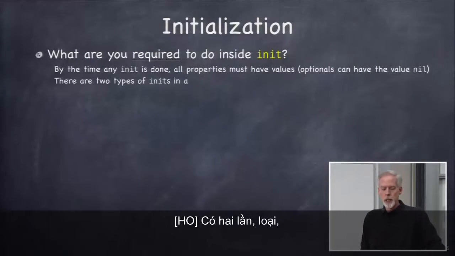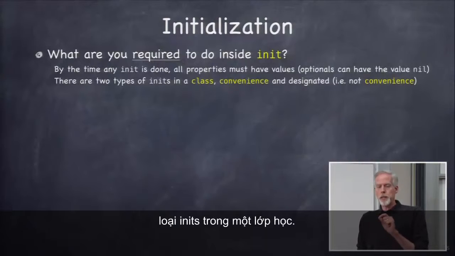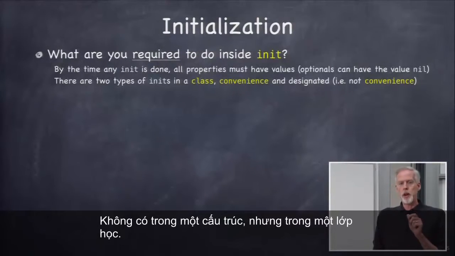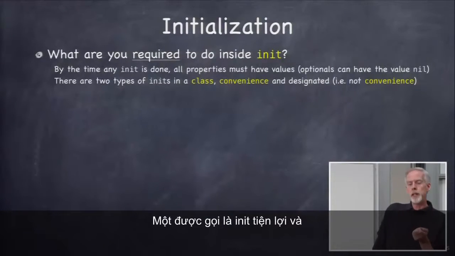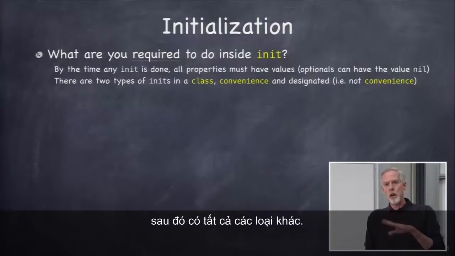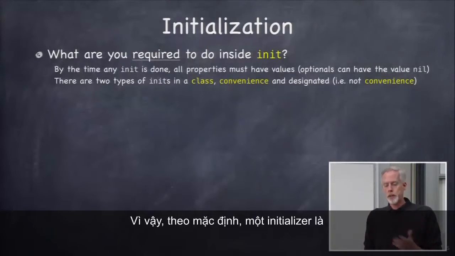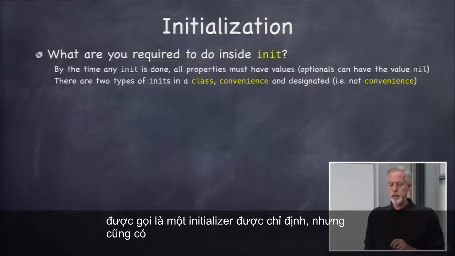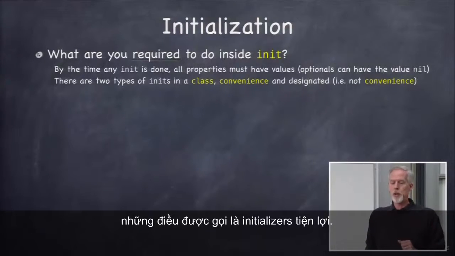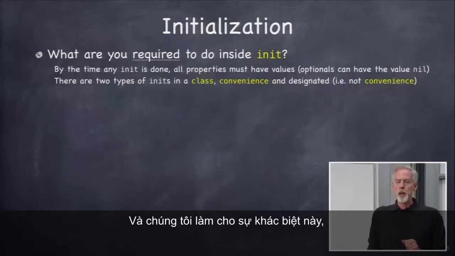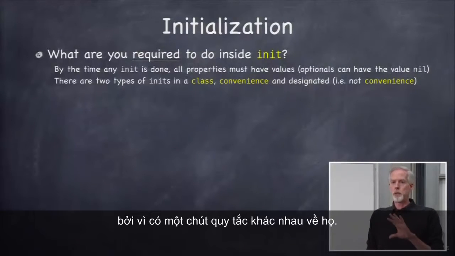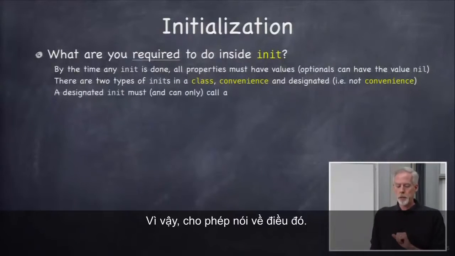everything's fine there. There are 2 types of inits in a class, not in a struct, but in a class. One is called a convenience init, and then there's all the other kinds. Those are called designated initializers. So by default, an initializer is called a designated initializer, but there's also these things called convenience initializers. And we make this distinction because there are slightly different rules about them, so let's talk about that.